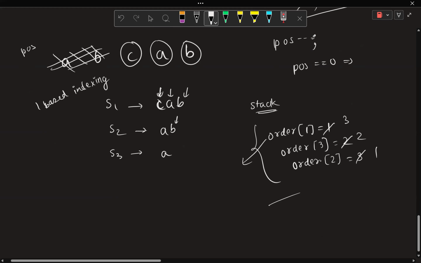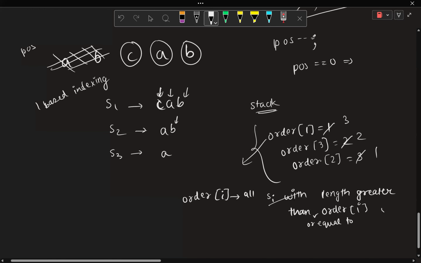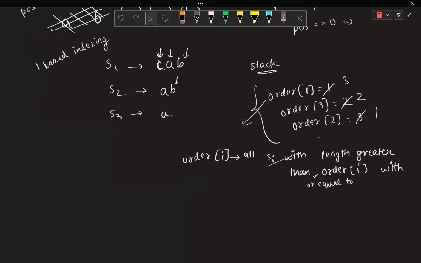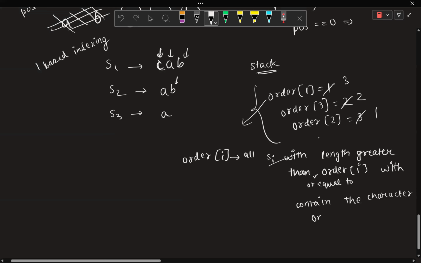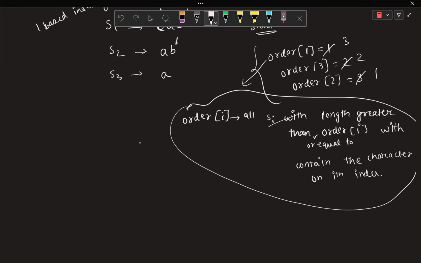Because earlier, the meaning behind this order was: at what number would it be removed? Now, the new meaning of this order is that all S_i with length greater than or equal to order i will contain the character on the ith index. This is what the meaning of order of i is now. And it helped me so that I don't have to say something like n minus order at some place. Instead, I just use the order.